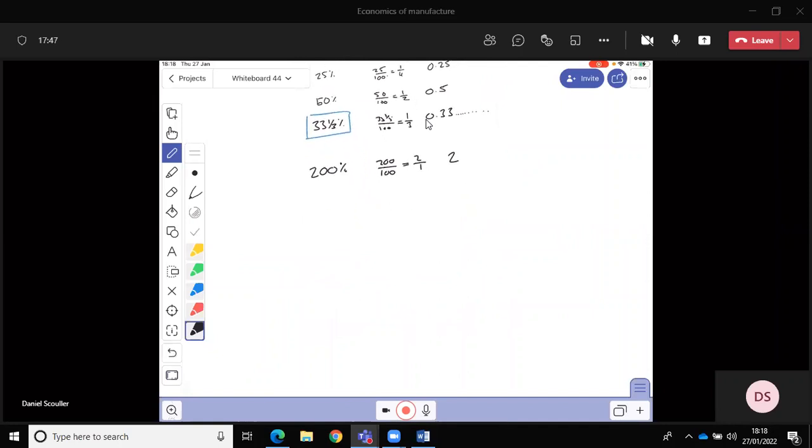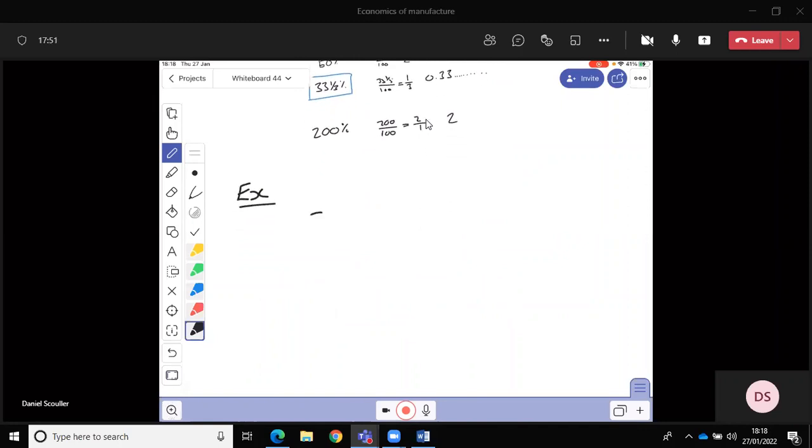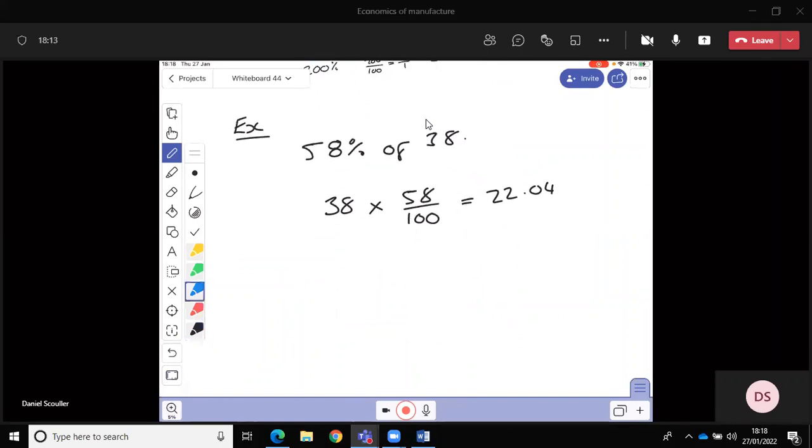Now, if we are trying to find out something along the lines of 50% of 38, what that essentially is asking us to do is 38 multiplied by 50 over 100. This is quite an important step to what we'll be doing later. So that 50 over 100, we could also write as 0.5.